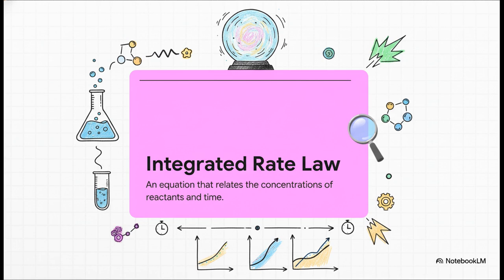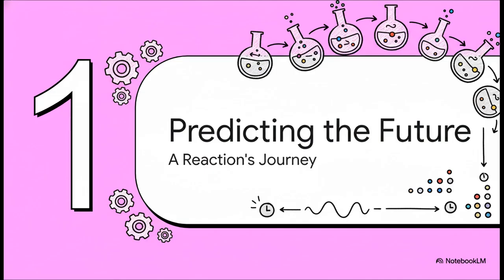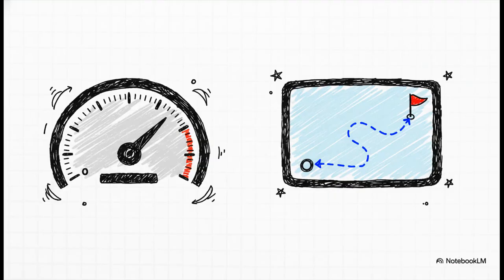These are the powerful equations that connect the amount of stuff you have left with how much time has gone by. Okay, so let's really dive into this. If we want to understand a reaction's journey over time, we need to think about its speed a little differently. Here's a super simple way to picture it. A regular old rate law, that's like your car's speedometer. It tells you your speed right now. But an integrated rate law, that's like your GPS. It takes that speed and predicts exactly where you're going to be down the road in an hour. It's the huge difference between your current speed and your final destination.